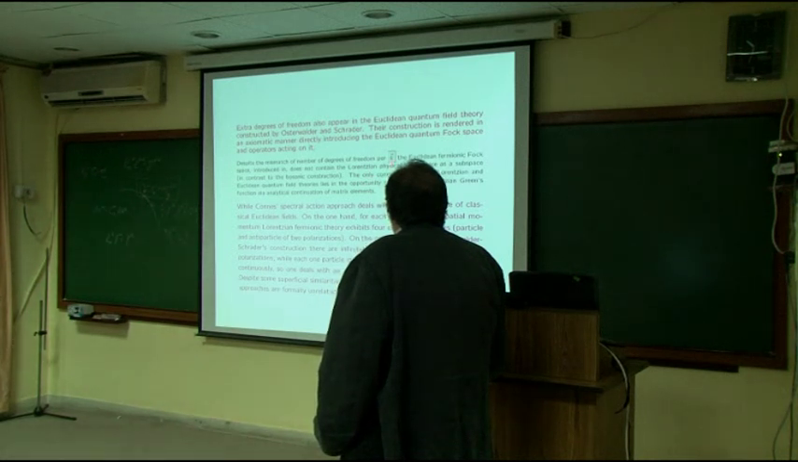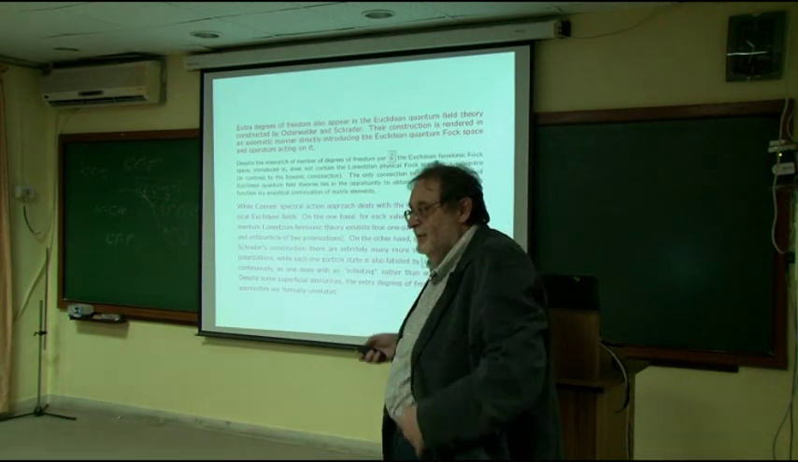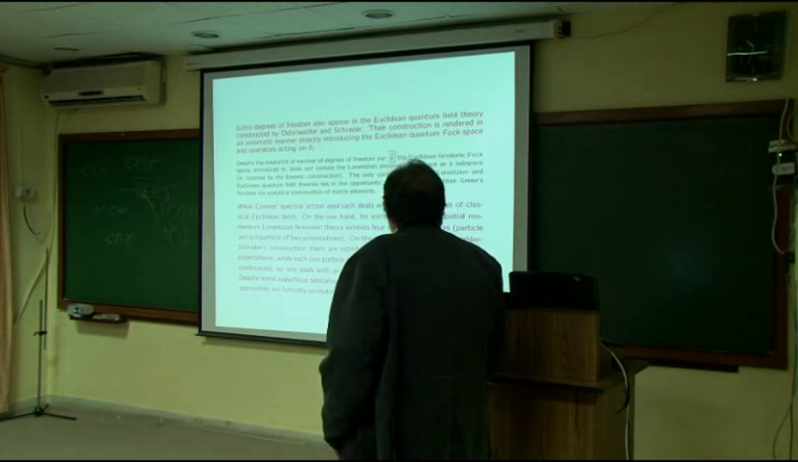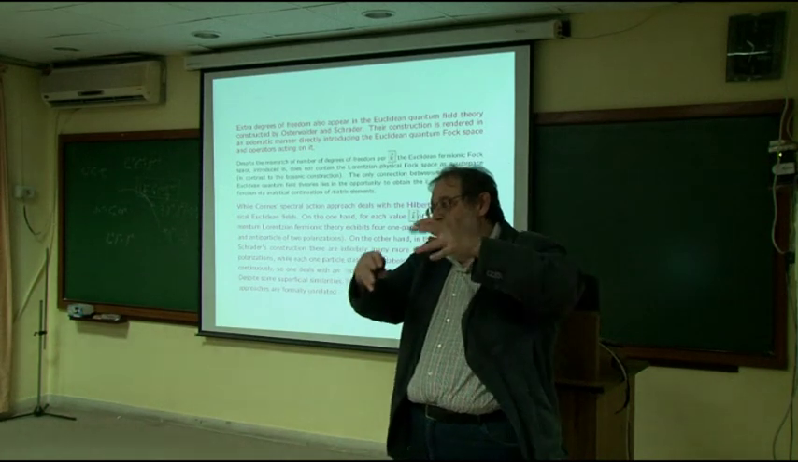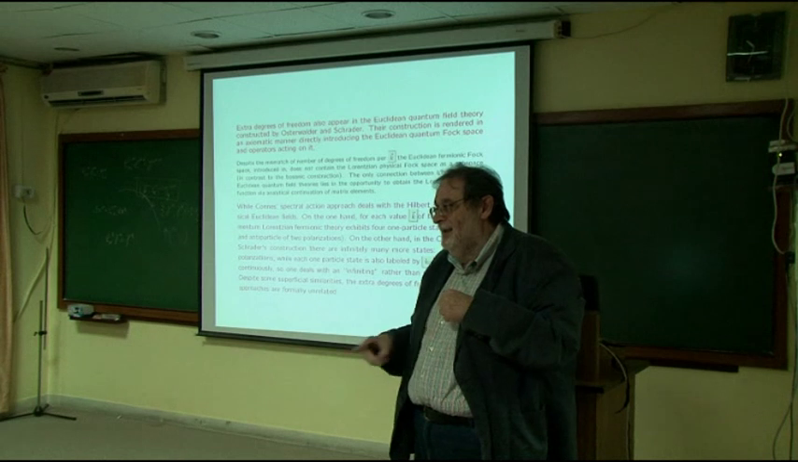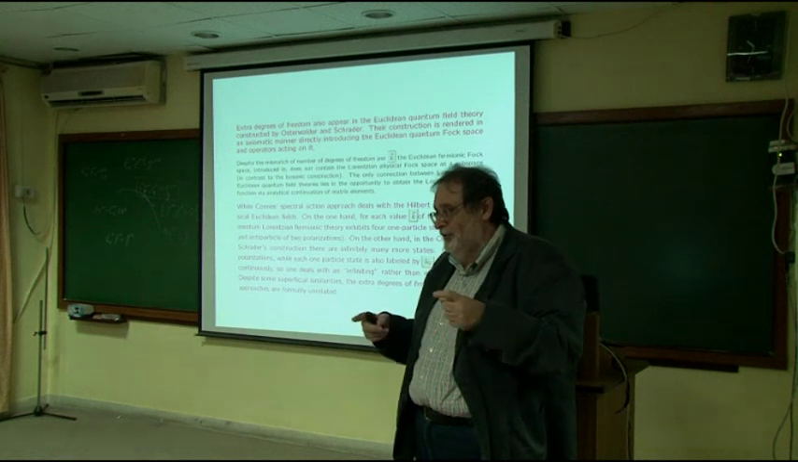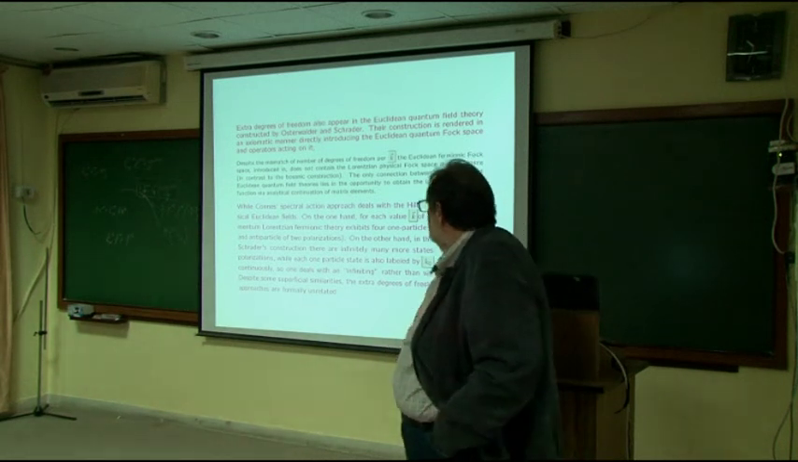For them, they have a mismatch of the number of degrees of freedom for each value of the spatial momentum, because k0 can have two signs, basically. The only connection between Lorentzian and Euclidean lies in the opportunity to obtain the Lorentzian Green's function via analytic continuation of the matrix elements. So they do something like we do. They do everything Euclidean. Then at the end, they get to the Green's function and say, now I analytically continue the Green's function. But they start with Euclidean quantum field theory. That's what they wanted to do.